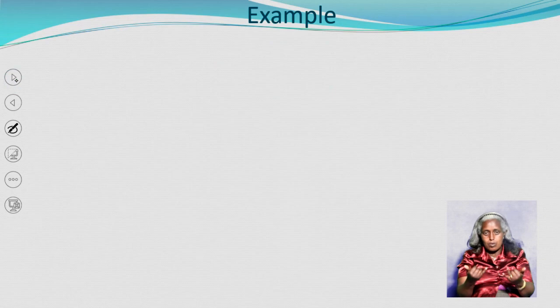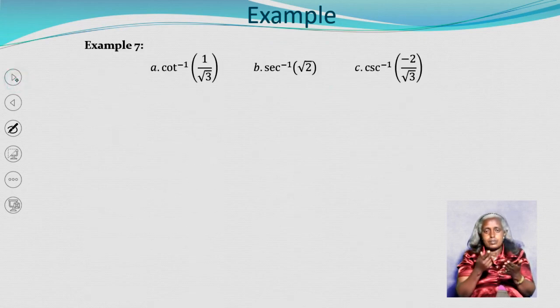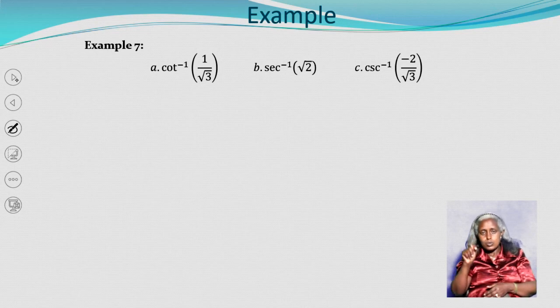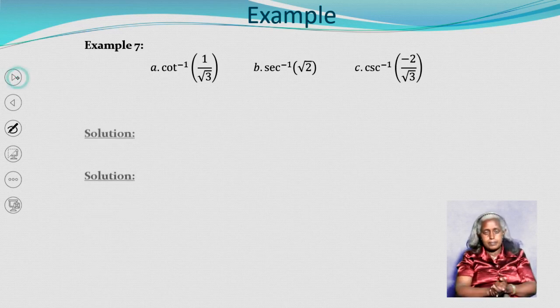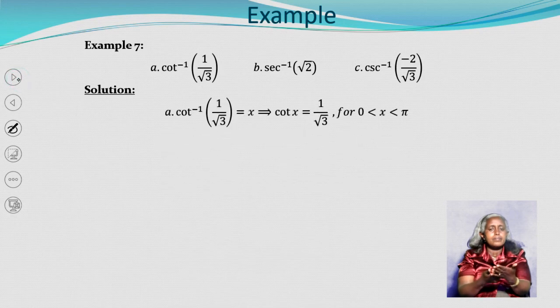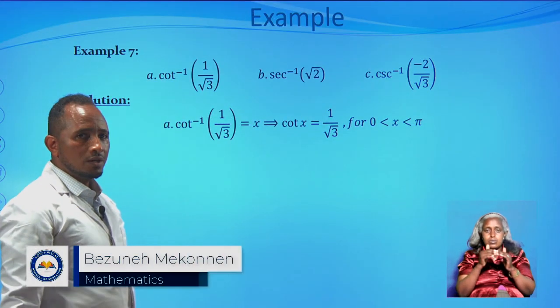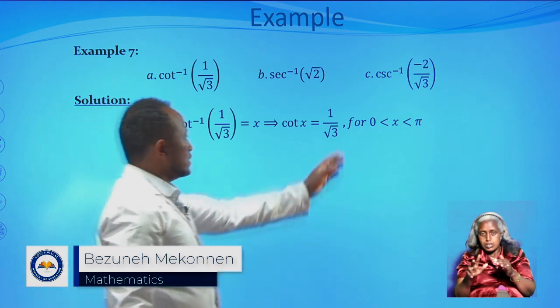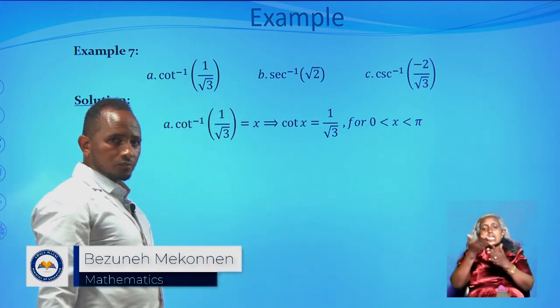Now let's see an example for this. We have cot inverse of 1 over root 3, sec inverse of root 2, and cosec inverse of -2 over root 3. Let's do one of these questions. Here, let's do cot inverse of 1 over root 3. To find this, assume it to be x. So from this, cot x gives you 1 over root 3 for this interval.